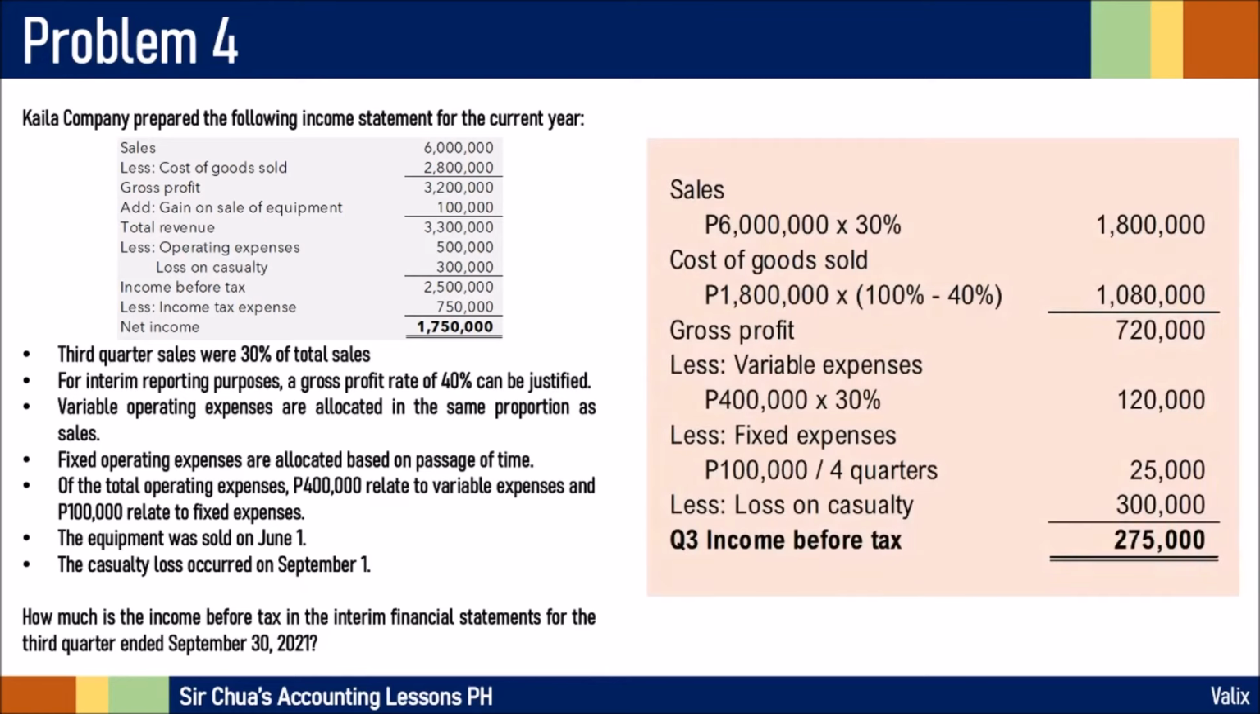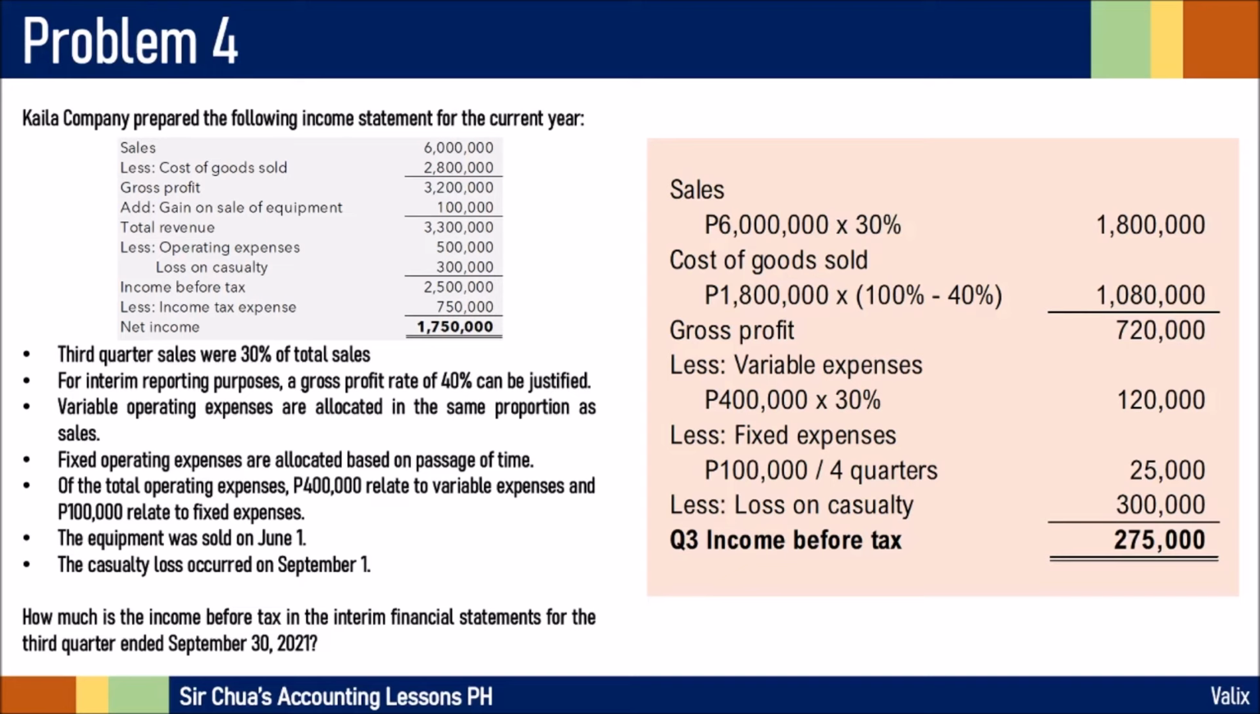Yung sales po natin for the whole year na 6 million, 30% daw po yung relative sa third quarter. So, you just have to multiply 6 million by 30% to get 1,800,000 sales attributable for the third quarter. For your cost of goods sold, since our gross profit rate is 40%, your cost of goods sold rate would just be 60%. So, your sales of 1,800,000, you multiply it by 60% and you get a cost of goods sold for third quarter of 1,080,000 and it will also give you a gross profit of 720,000.